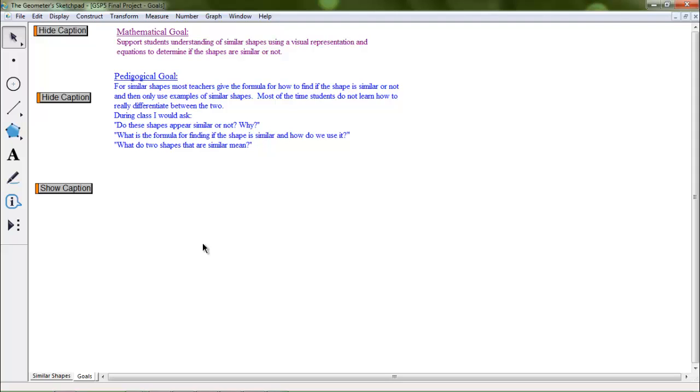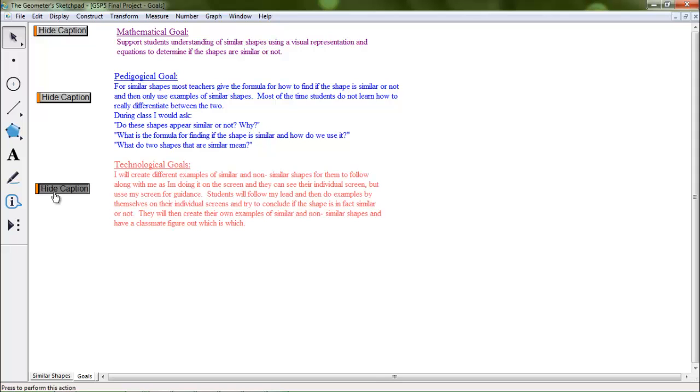Some things I could ask during class would be: do these shapes appear similar or not, and why? That helps the students look at them and make a pre-guess to see if they're heading in the right direction, but to formally use the equation to determine the final answer. What is the formula for finding if the shape is similar and how do we use it? That's just to gauge the understanding of the formula I'm going to show, so that they're able to use it on their own and find if the shapes are similar. And what does the definition of two shapes being similar mean?